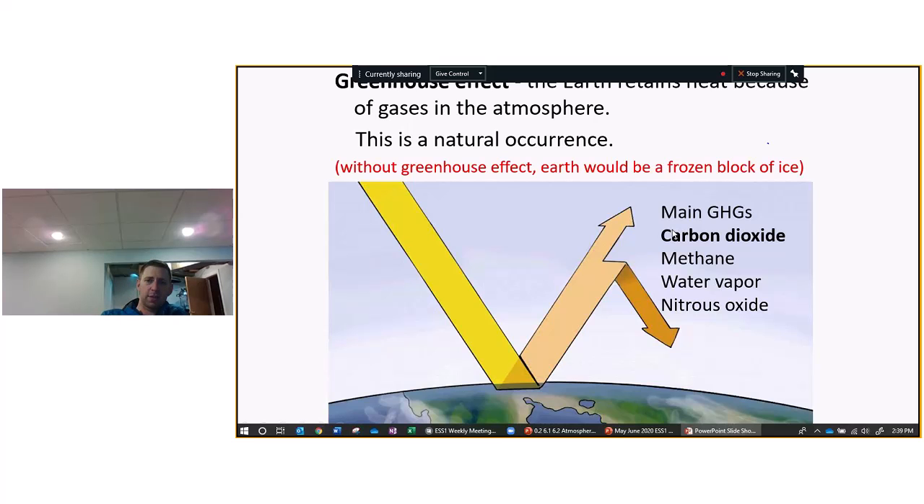The main greenhouse gases, in order: carbon dioxide because of its prevalence; methane, even though there's not a lot of methane in the atmosphere, it's like 20 to 25 times stronger than CO2; water vapor, which is a natural greenhouse gas, humans don't have much of an impact on that; and then lastly, NO2 and NO3, which together are just referred to as nitrous oxides.